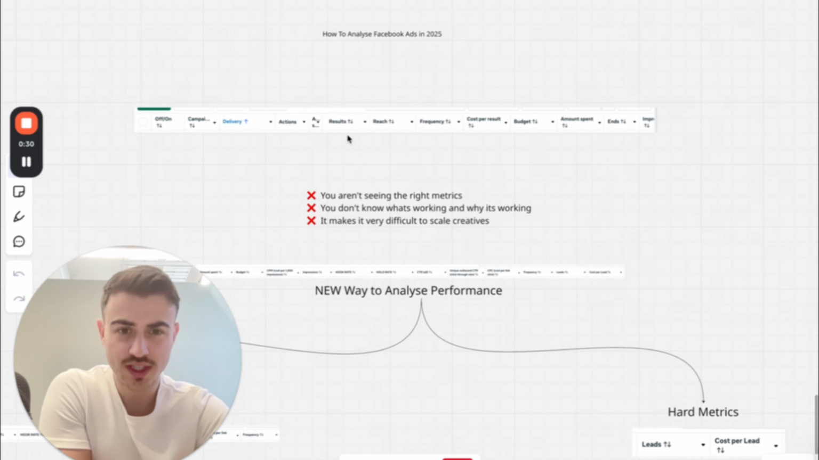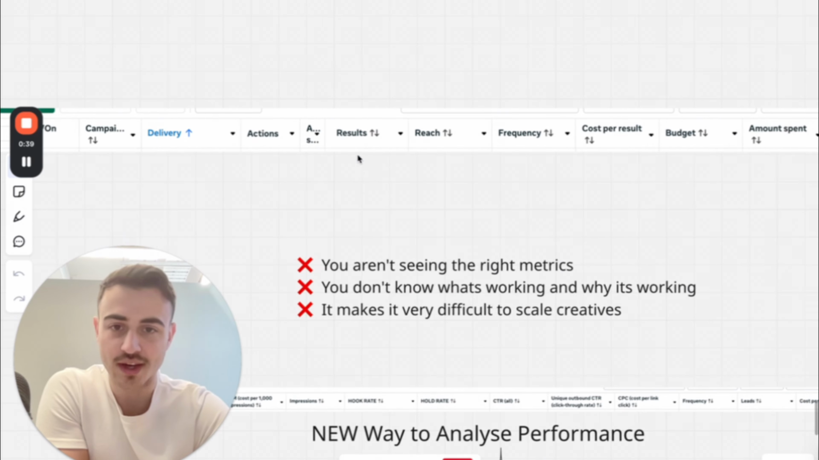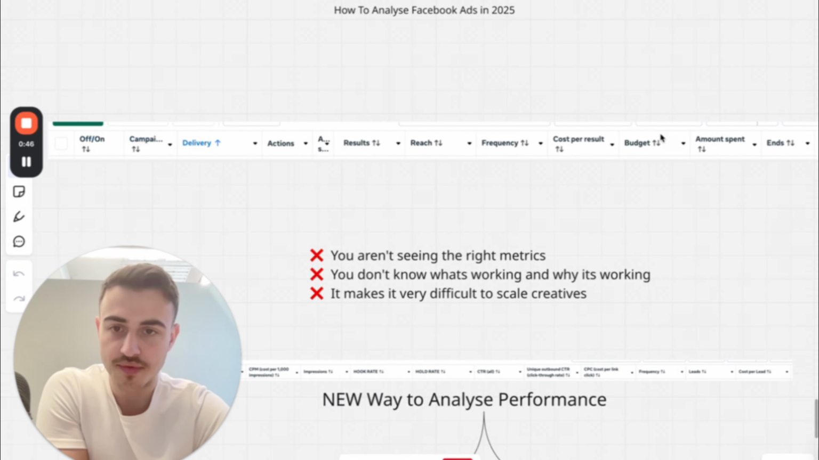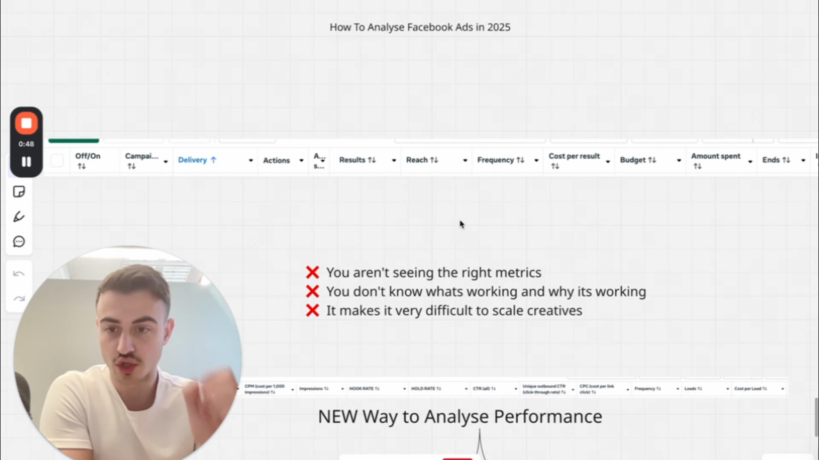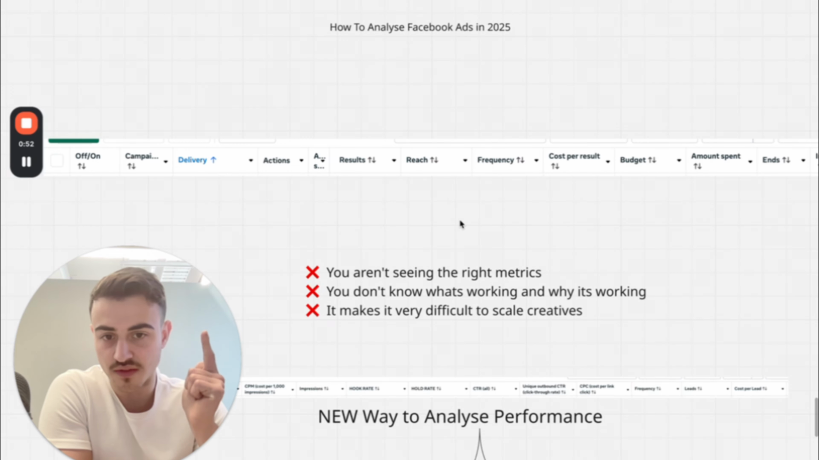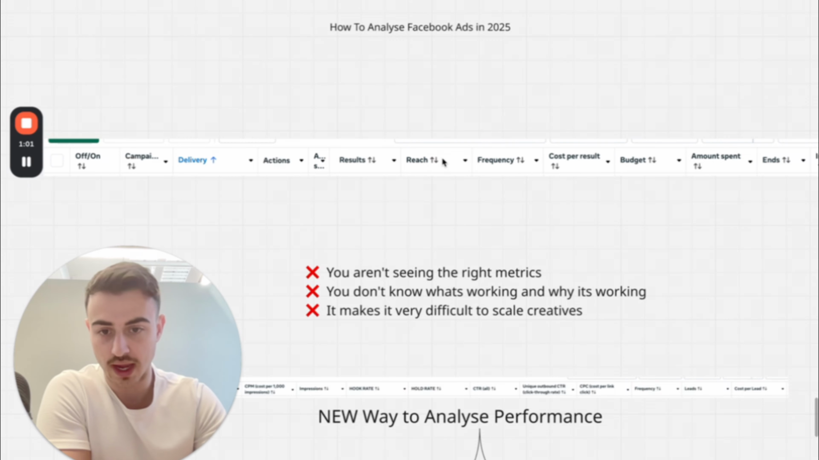Most of you are going to have this performance metric in place where Meta gives you these metrics to look at: delivery, actions, results, reach, frequency, cost per result, budget, amount spent, and so on. The issue with these metrics is you aren't seeing the right metrics. You don't know what's working and why it's working, and it makes it very difficult to scale creatives because there are no soft and hard metrics you can see to make an informed decision on what to do next.